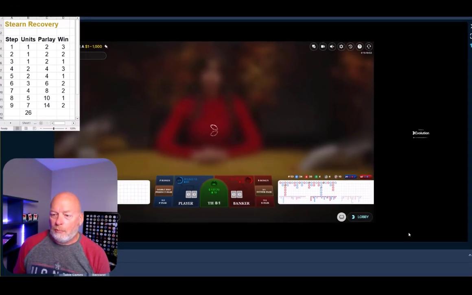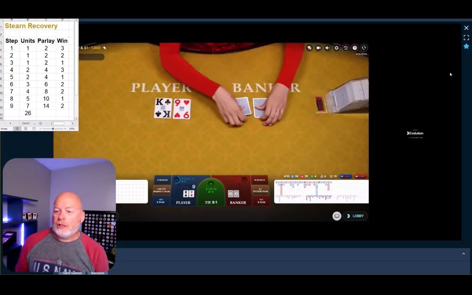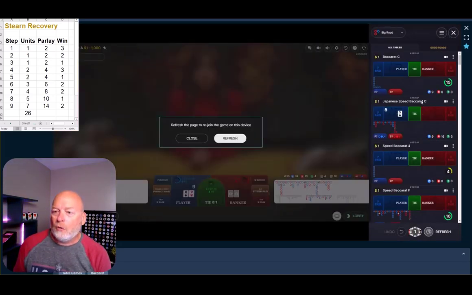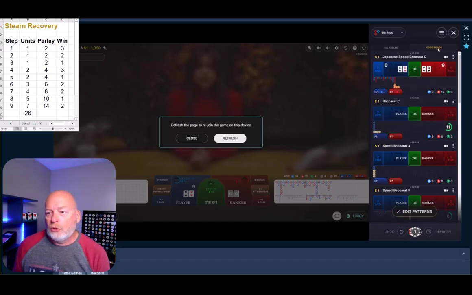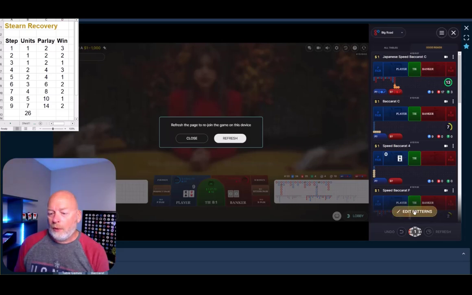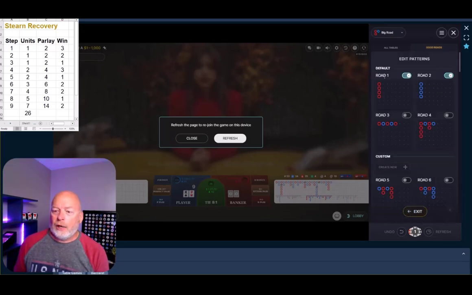So let's go to the multi-strategy, and you're going to see it's now going to open up over here on the side for me. And what I want to do is look at the good roads. On my good roads, if I want to edit my patterns, right now I have turned on the 2 good roads that are the runs, and that's what I'm looking for. Usually the runs aren't a good thing, but this is different. We're looking for the runs in Baccarat or Roulette, right?